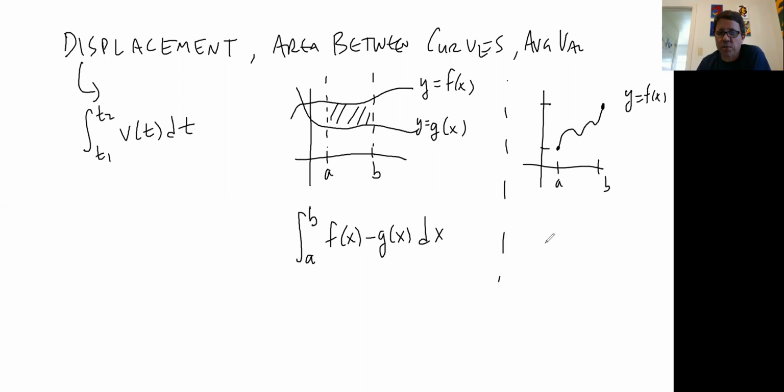The crazy thing is it turns out that the average value is related to the area underneath, where you just take the area from a to b of your function and then divide by the width of the interval, which is the distance from b to a.